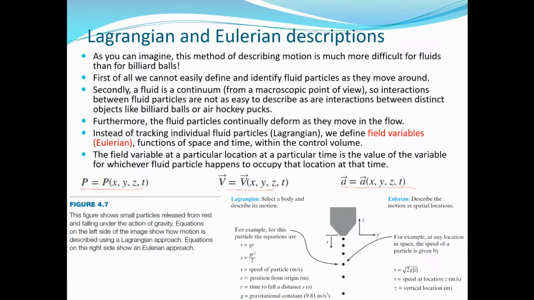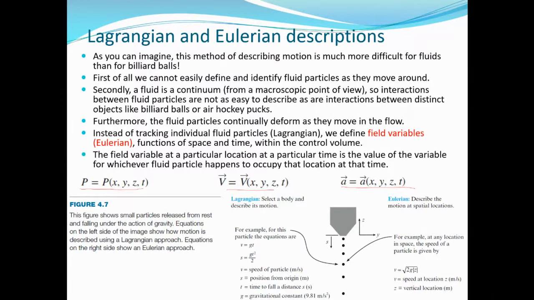Now this figure shows small particles released from rest and falling under the action of gravity. They are released from rest from this container and falling under the action of gravity. Equations on the left side of the image show how motion is described using a Lagrangian approach, and the equations to the right show the Eulerian approach.